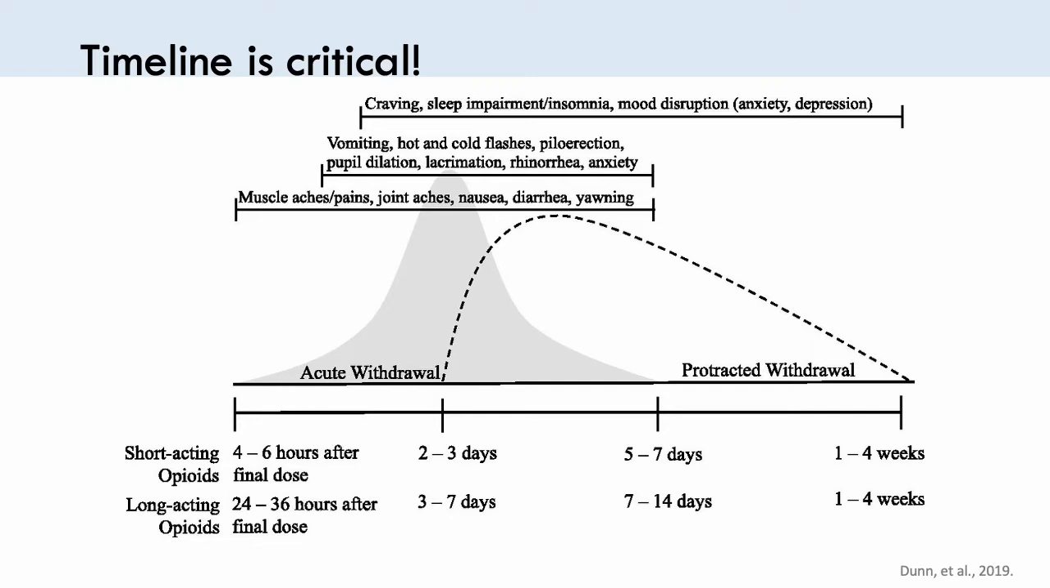With long-acting opioids like methadone, symptoms may not come on till 24 to 36 hours after dosing and may peak as late as 7 days. Many patients also experience protracted withdrawal that may require occasional comfort medications for several weeks after discontinuation, and cravings often persist longer than that.